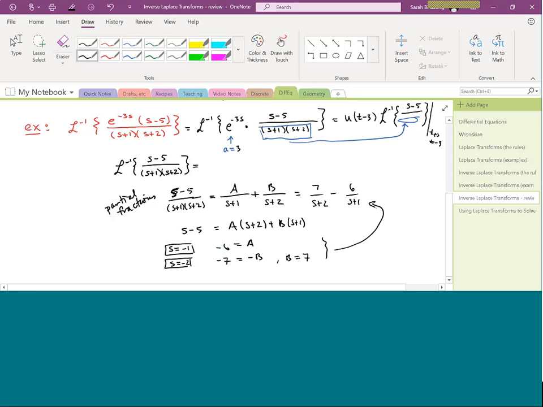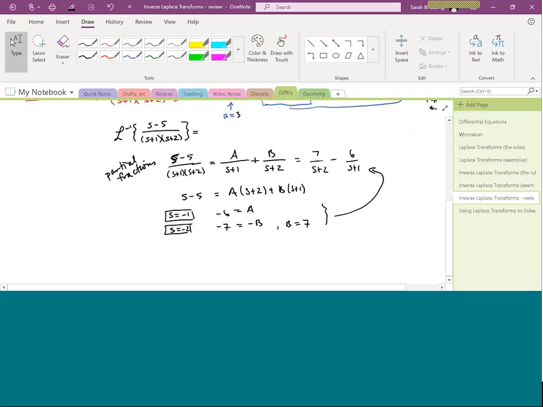Now, what does that mean for us? That means that when we're trying to find the inverse Laplace transform, this is literally the same thing as the inverse Laplace transform of 7 over s plus 2 minus 6 over s plus 1. Don't overthink it. We just did a rule similar to this. The first one's going to be 7 times e to some exponent. The second one will be 6 times e to some exponent.